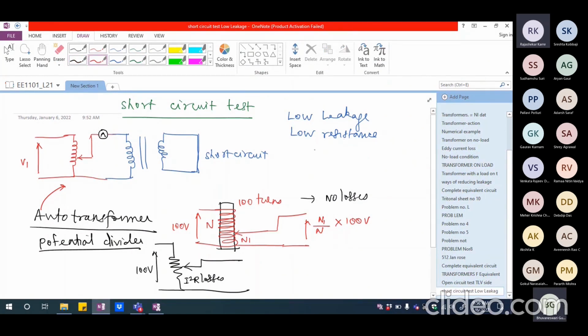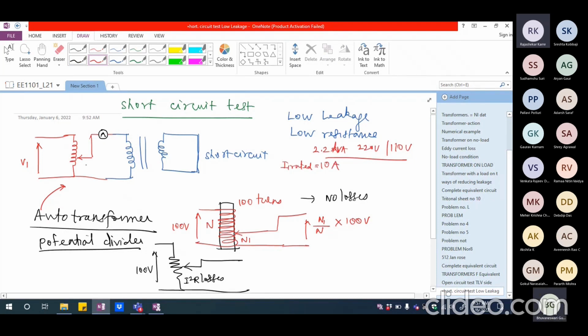If you are given, let us say, a 2.2 kVA, 220 volts divided by 110 volts transformer for testing, then you know that the primary side current is 10 ampere. I1 rated will be 10 ampere: 2200 divided by 220 is 10 ampere. The secondary side will be 20 ampere.